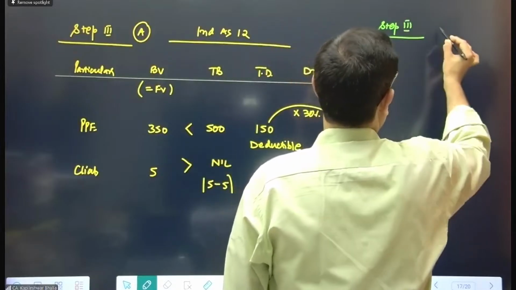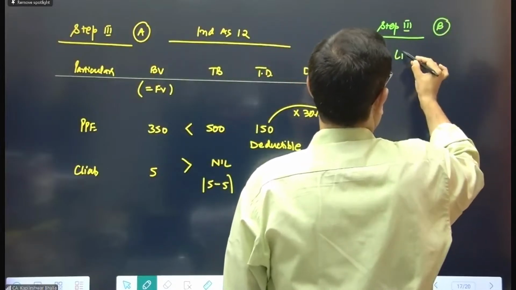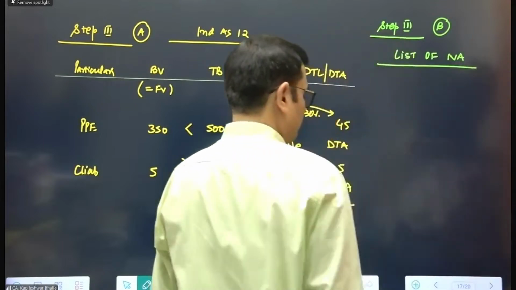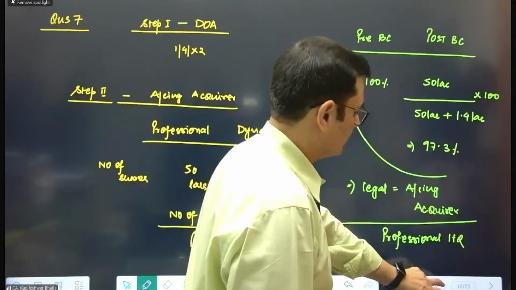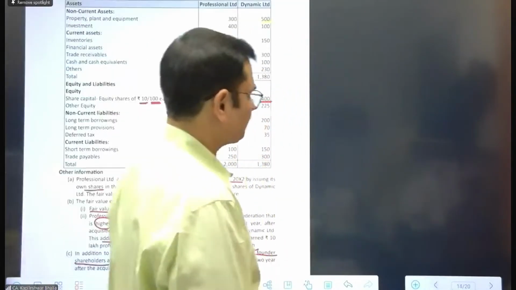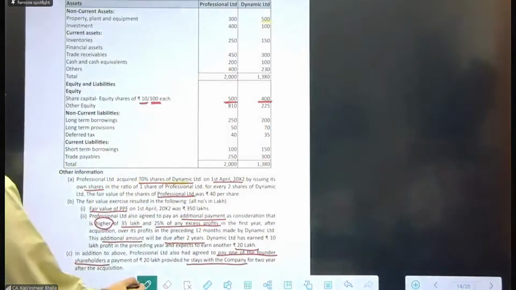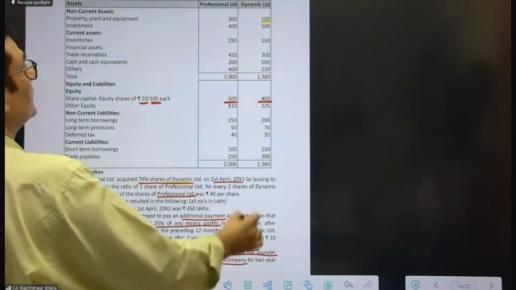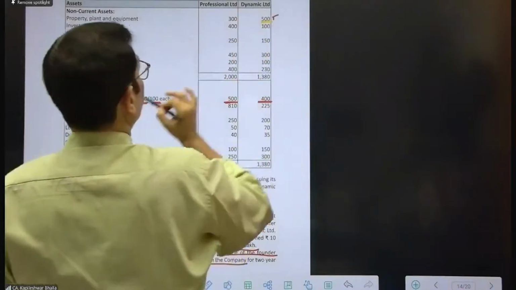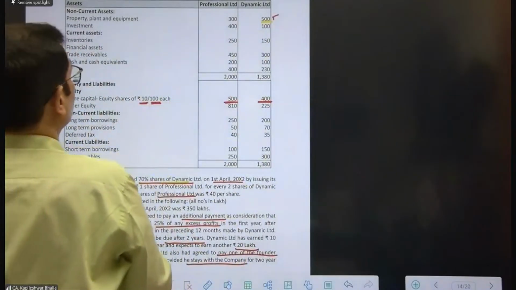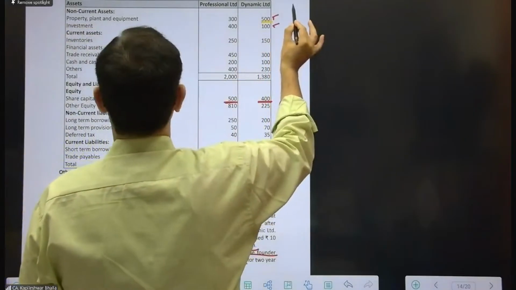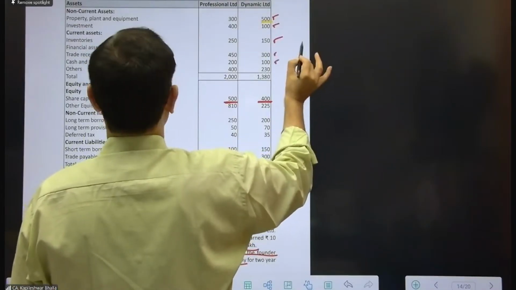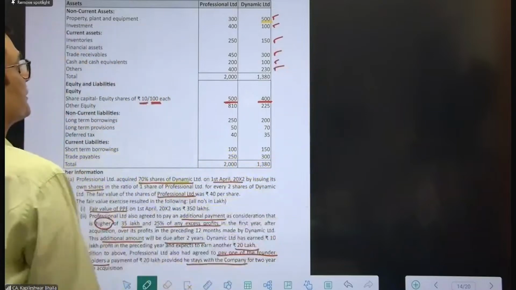And now we need to organize the list of the net assets. So we'll look at the balance sheet of professional. Keep looking at the items. So I think I'll just show you the items, then I'll directly pick them up. So in terms of the assets and liabilities in the balance sheet for the list of net assets, you have to consider the PPE at a fair value, which is of course 350. We're going to take the investments, inventory, then trade receivables, cash and cash equivalents, as well as other assets.